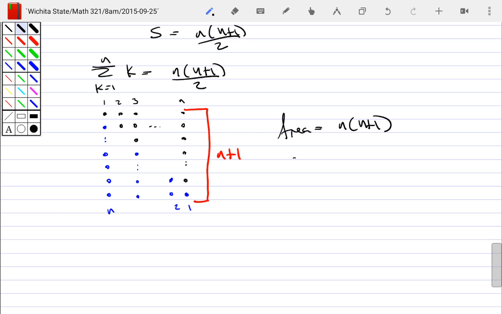So what would be my sum? I have the exact same number of blue dots as I do black dots, so I would just take the entire area and do what? It's area over 2, which is equal to n times n plus 1 over 2. Hey, look, it's the same formula.